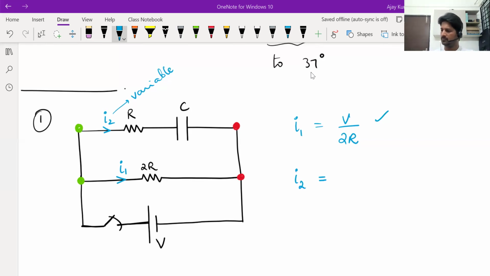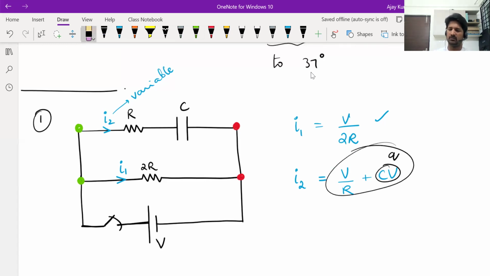Sir, is it V by R plus CV? Can you repeat? V by R plus C into V. Is that what you said? Yes, sir. How can this be? V by R is a current, okay. CV is a charge. This equation is dimensionally wrong. The first term has dimensions of current, the second term has dimensions of charge. You can't add them.